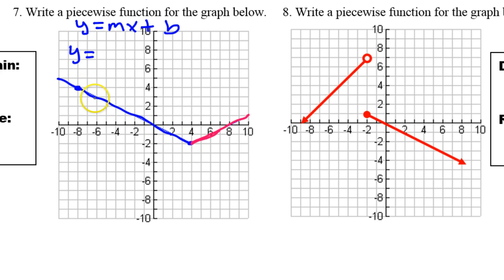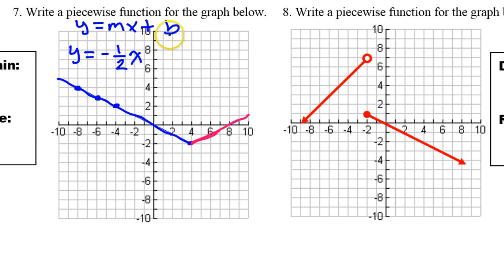Now I'm going to pick a couple points to see where it's hitting right at the grid lines. And as I travel from left to right, it looks like I'm going down 1, right 2, down 1, right 2. So that's negative 1 over 2. So that's going to be my slope, negative 1/2. Okay, so so far I have negative 1/2 x.